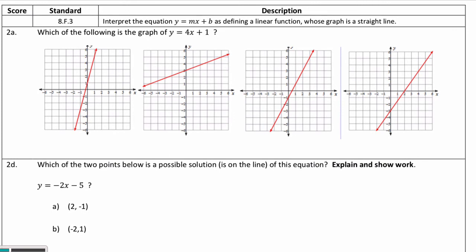Standard 2 on this interim is about interpreting an equation in the form y equals mx plus b. So let's work through this. A linear function is what that represents, and it makes a straight line. Which of the following is a graph of 4x plus 1? Remember that this is our multiplier, this is our slope, and this is our y-intercept, or our starting value.